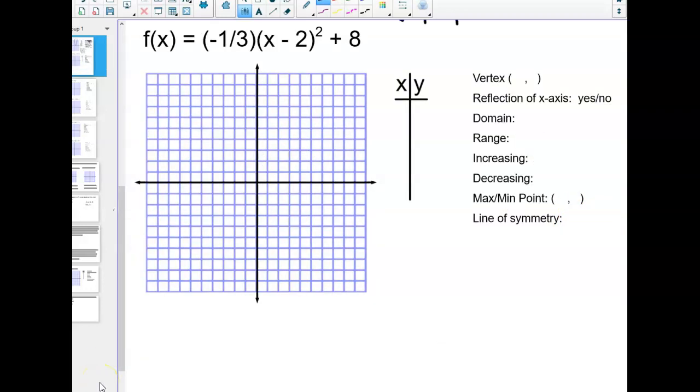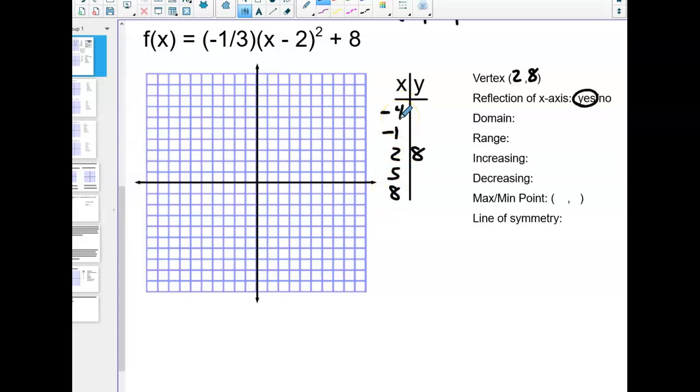My vertex, what makes the parentheses equal to 0? 2. And we have the positive 8 out here. The reflection over the x-axis. Is it a negative out there? Is the a negative? Yes. So therefore the reflection is yes. So I go 2 and 8. My denominator is 3, so I'm counting by 3s. 5, 8, negative 1, negative 4.